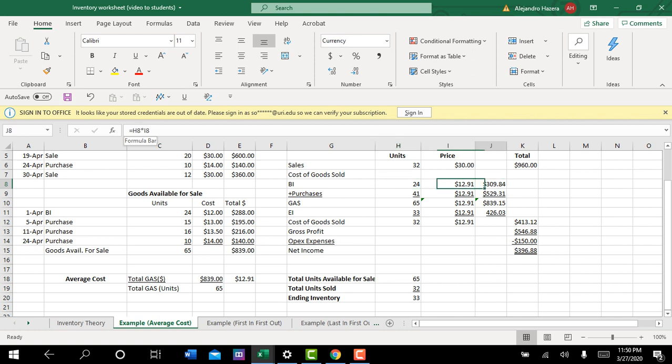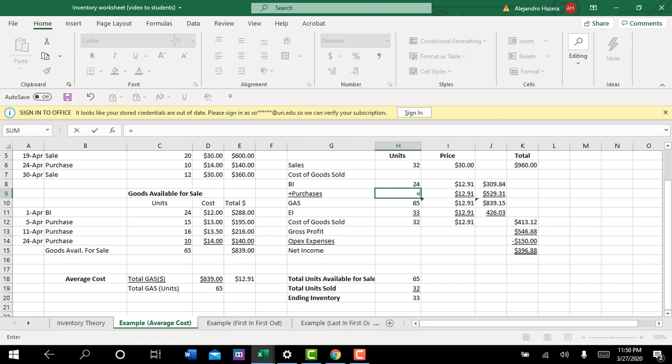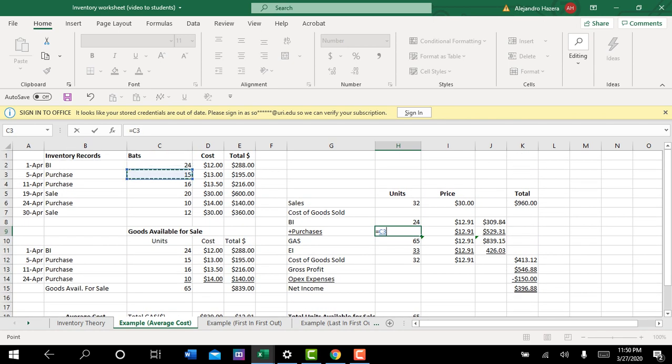Add your purchases. Now your total purchases, I'm going to be a little more specific so that you'll know where I got that from, and I think you should be able to figure it out. But your total purchases are just the total number of units that were purchased. So your total purchases is the 15 on April 5th plus the 16 on April 11th plus the 10 on April 24th, and that gives you 41. I didn't originally have it set up that way, but your total purchases are your total purchases on those 3 months right there.